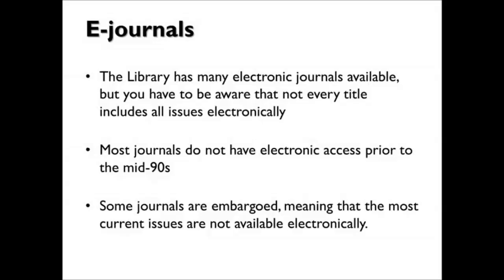And then also some journals may have what's called an embargo, meaning that we might not have the most current 6 years or months available electronically. And that's because we buy journals in lots of different ways.